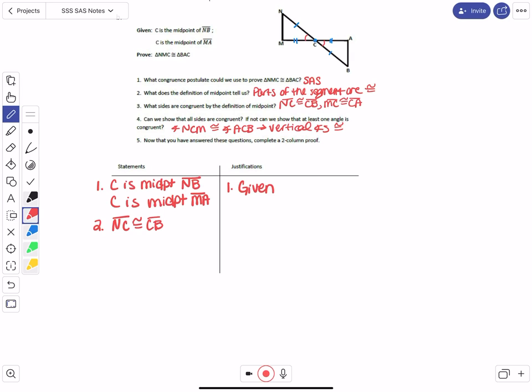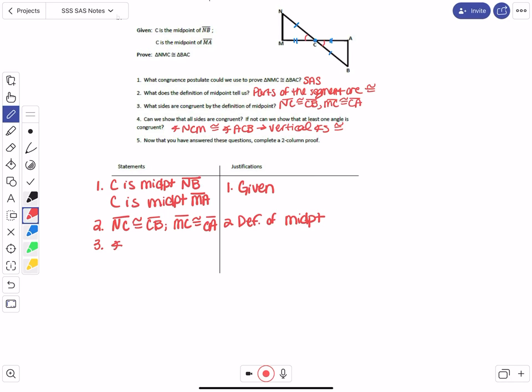If you're going to use side, angle, side, you have to tell me what side is congruent, what angle is congruent, and what side is congruent, okay? Because if you're doing side, angle, side, you've got to be able to tell me those pieces. And MC is congruent to CA. And that is our definition of midpoint. Okay, so now we've got those sides addressed.